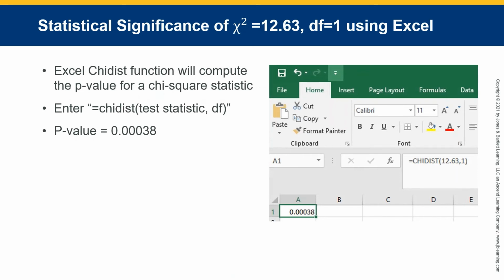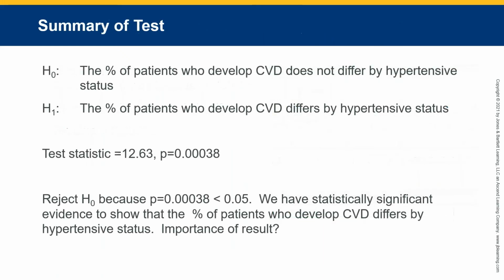So here we can have students jump over to Excel if they wish, and they can calculate the p-value using the CHISQ.DIST function in Excel. They can enter the data, and you can see that in the screenshot in the bottom right-hand corner. This function wants the observed test statistic and then degrees of freedom, and it will produce your p-value, 0.00038. Then on the next slide, we have the summary of our test: our null hypothesis, the research hypothesis, our test statistic, and our p-value.